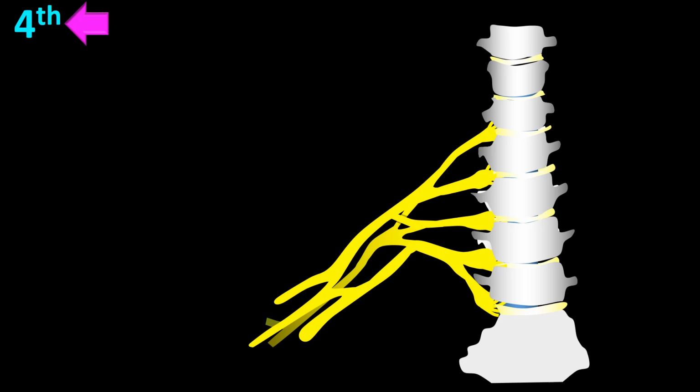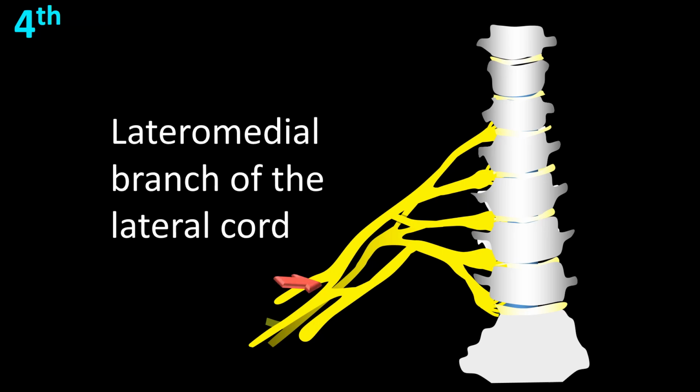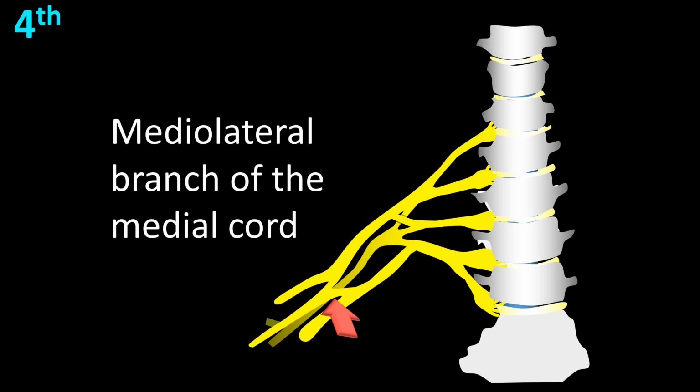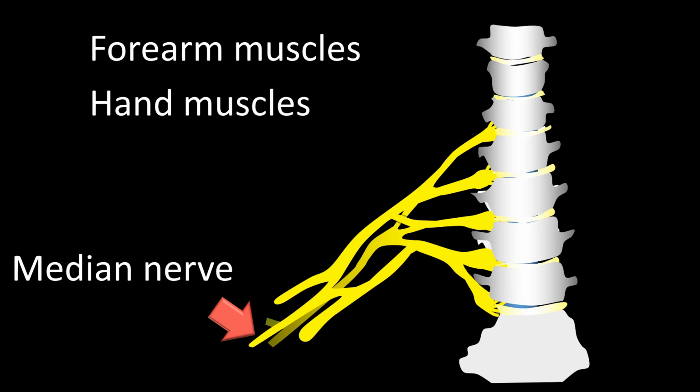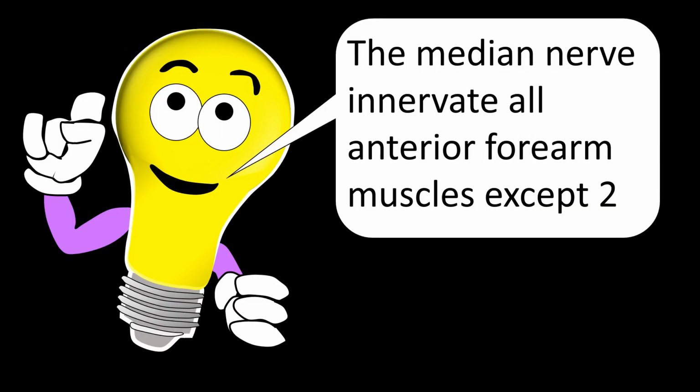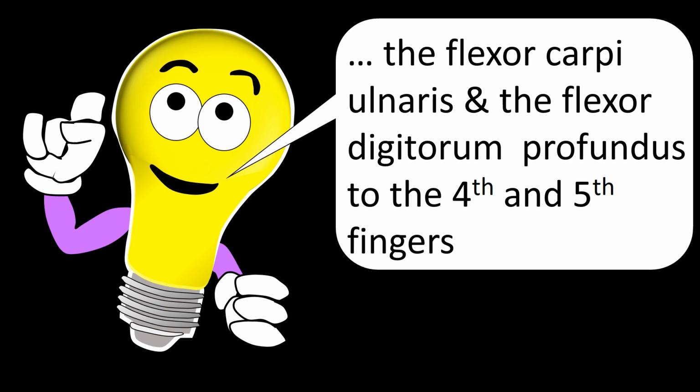The fourth nerve arising from the distal brachial plexus arises from the union of the lateral medial branch of the lateral cord and the medial lateral branch of the medial cord, and its name is the median nerve. The median nerve innervates forearm and hand muscles. I will first tell you about the forearm muscles it innervates. The median nerve innervates all anterior forearm muscles except two, the flexor carpi ulnaris and the flexor digitorum profundus to the fourth and the fifth fingers.